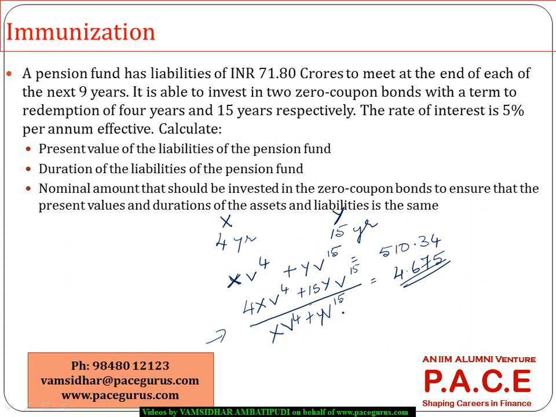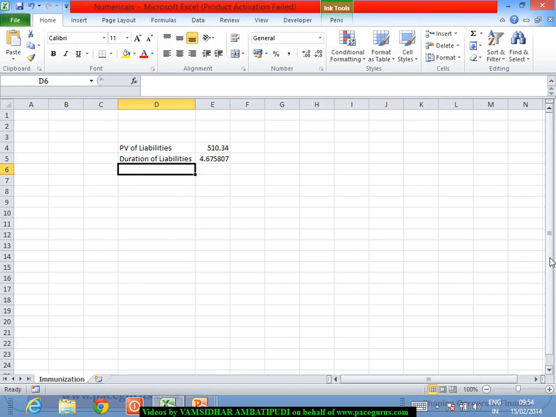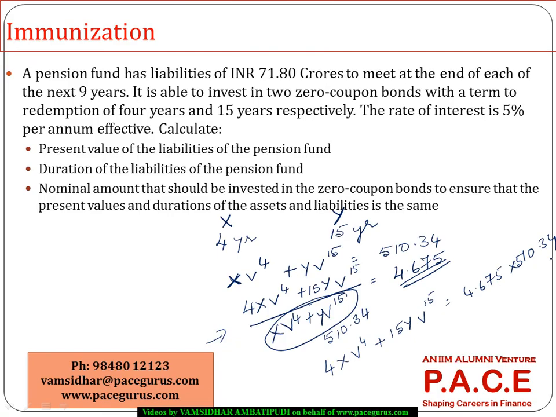So x v^4 plus y v^15. We know that this particular value is 510.34. So regarding the duration, I get 4x v^4 plus 15y v^15 is equal to 4.675 into 510.34. So the other equation that comes out is 2386.25.